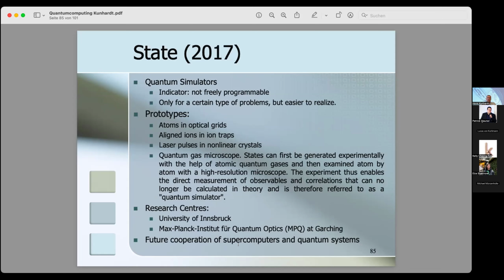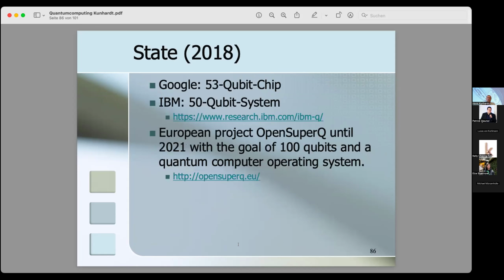2017, we had quantum simulators and some prototypes in atoms and atomic optical grids. Yeah, the research centers mainly working on that were the University of Innsbruck or the Max Planck Institute at Munich, Garching, which can be named as the worldwide leading research institutes on that.